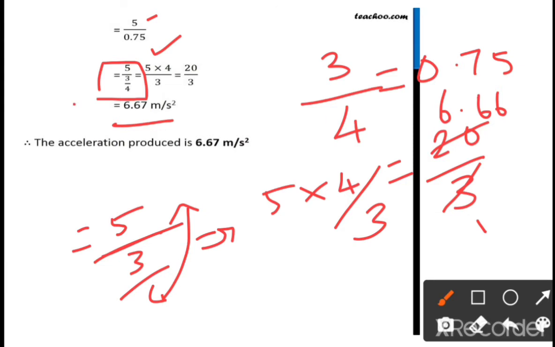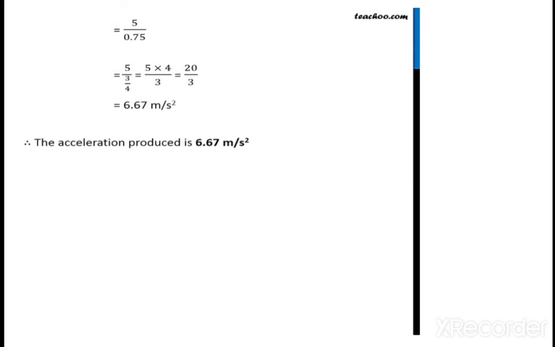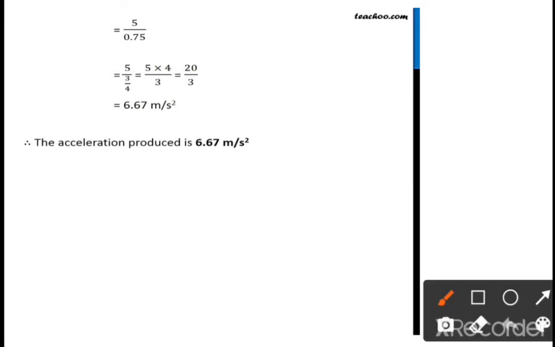So the unit of acceleration is meter per second squared. So the acceleration produced is 6.67 meter per second squared. When we tied the two masses together, the acceleration is 6.67 meter per second squared.